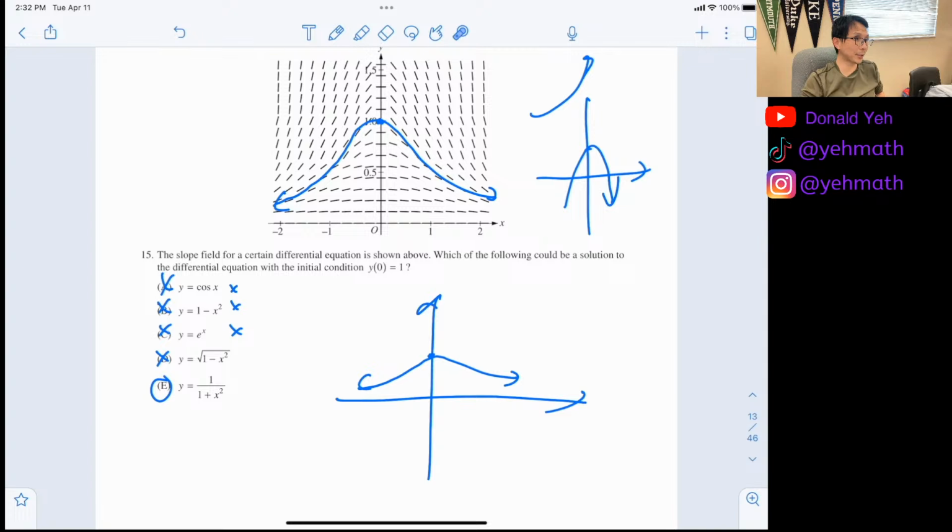Now, why does this one matter? Because imagine the limit as x approaches infinity. That's going to plateau at 0 because this part approaching infinity is 1 over infinity. It's going to 0, and for negative infinity, the same asymptote. So that also gives you a good indication it is E.